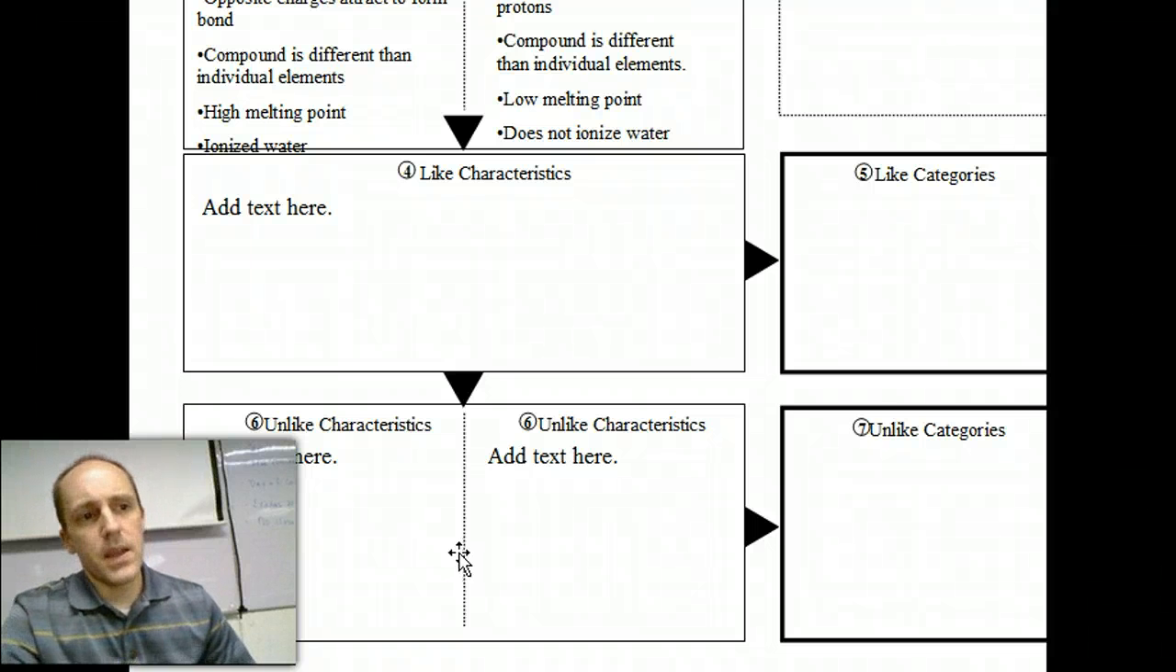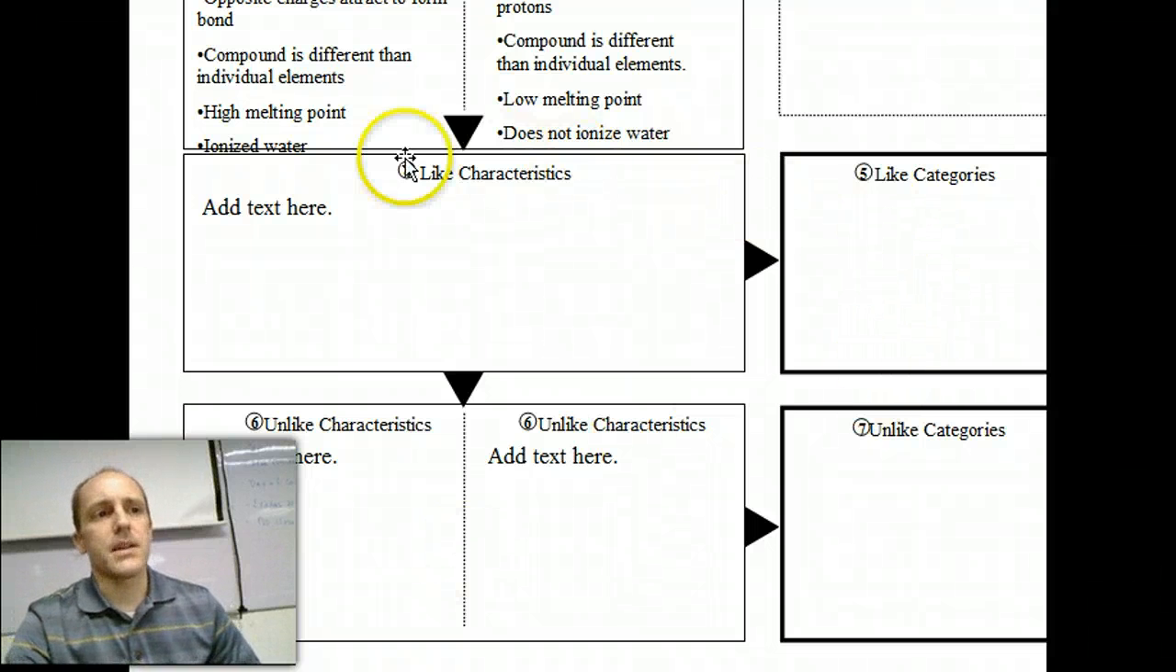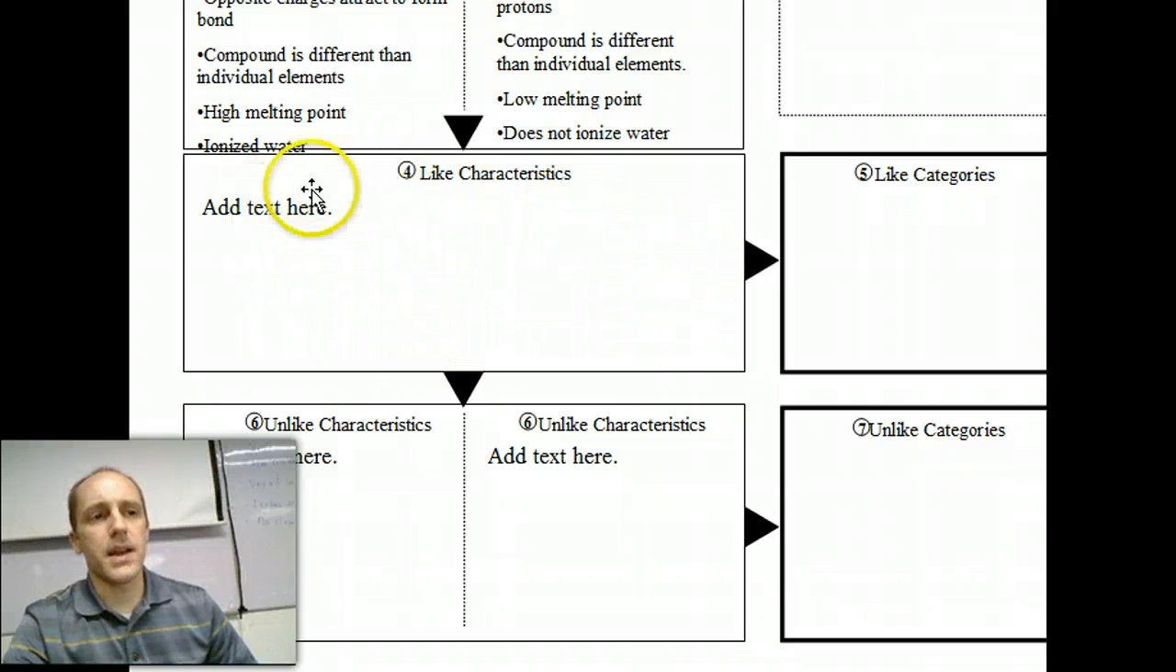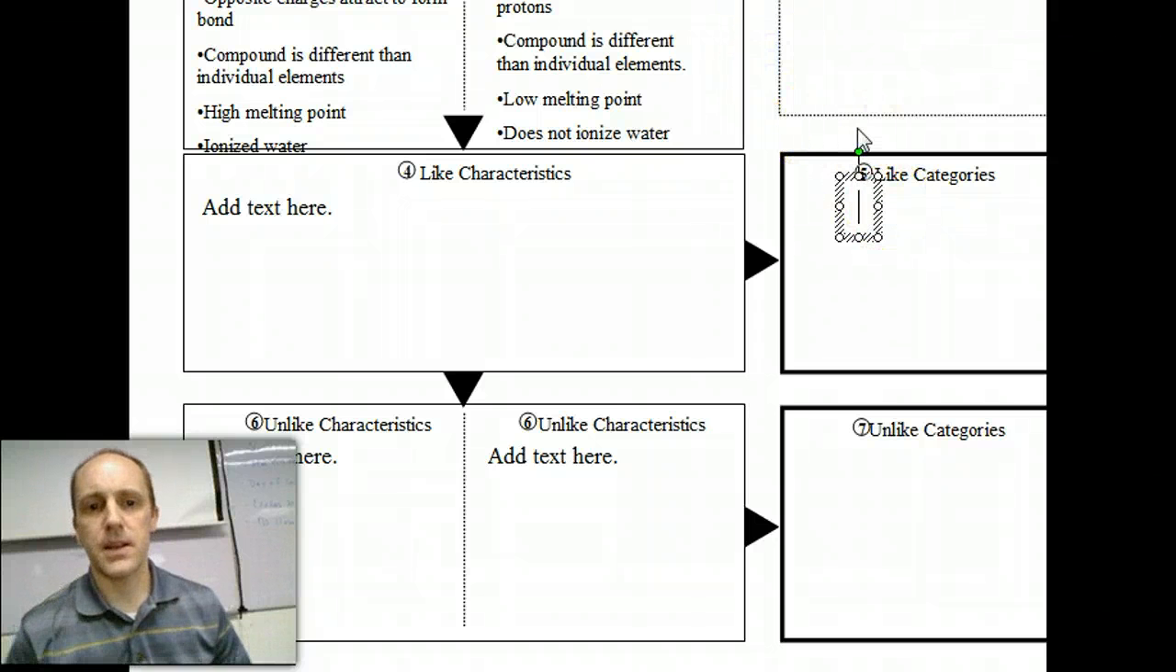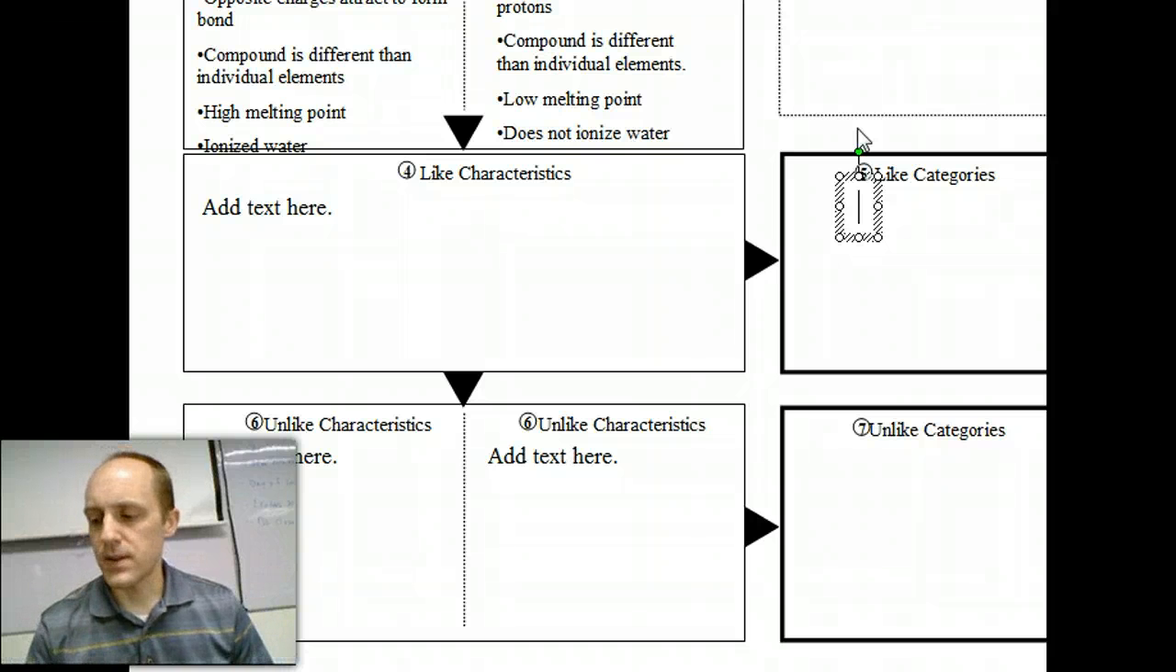Okay, great job. Now, the next step is to look at these lists of like characteristics. If we were to make a larger category for these characteristics, what would they be? And so I'm going to actually talk you through that and give you my ideas. And if you have different ideas, or Ms. Sudnick has different ideas, that would work as well.